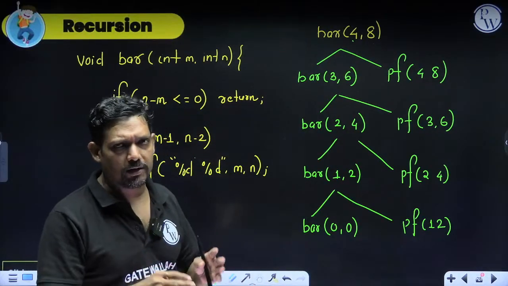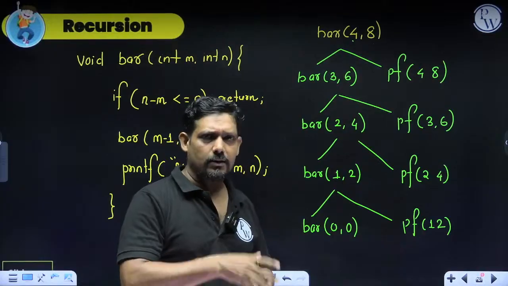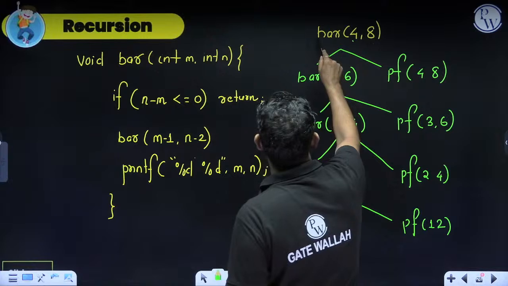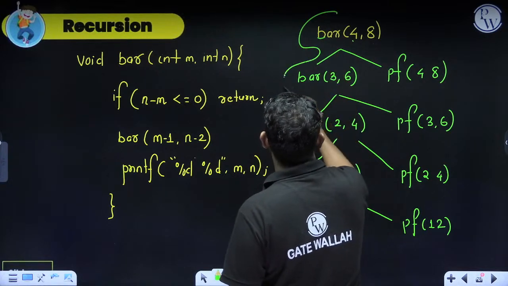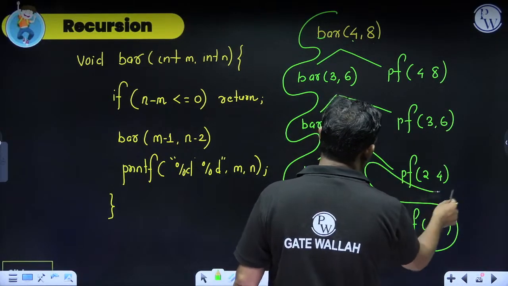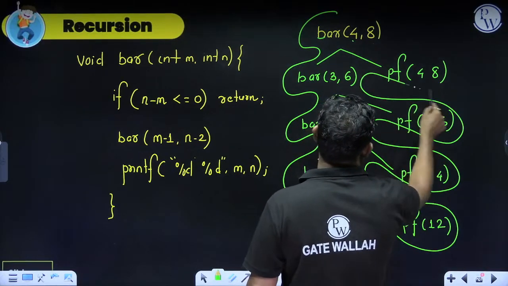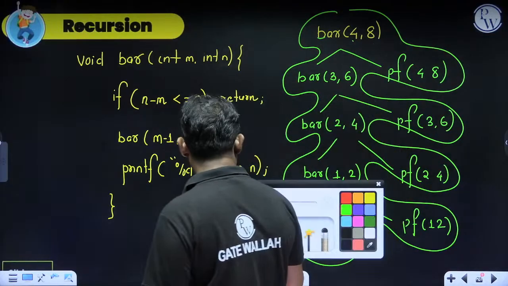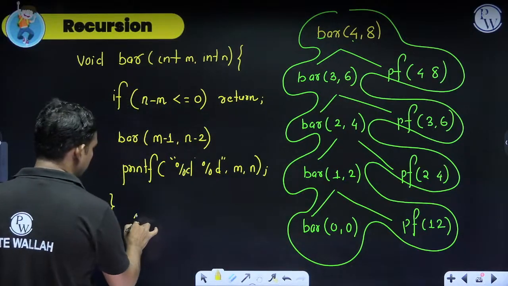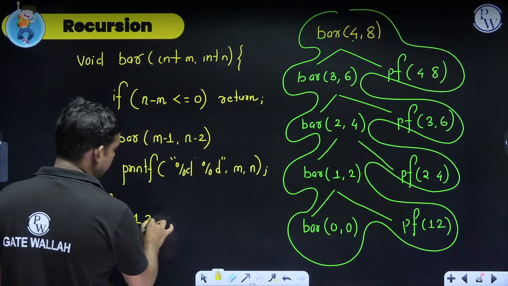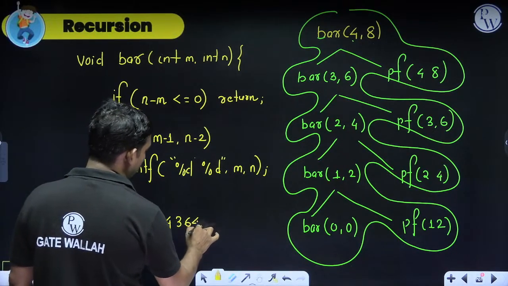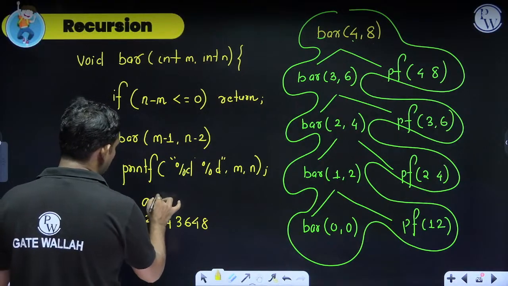You don't need to do tracing, forget about tracing. Later, for complicated problems, we'll do the tracing. That is the standard technique, but even if you do the tracing, it will come like this: bar bar bar bar, and then printf 1 2, 2 4, 3 6 and 4 8. So the output will be 1 2, then 2 4, then 3 6, and then 4 8. This is the output of the program.